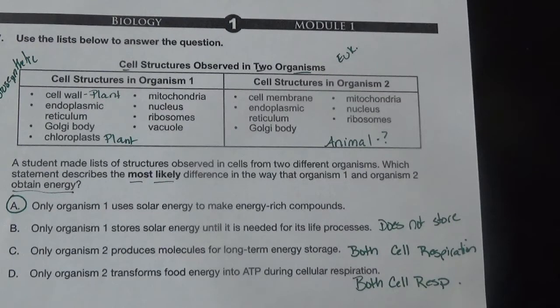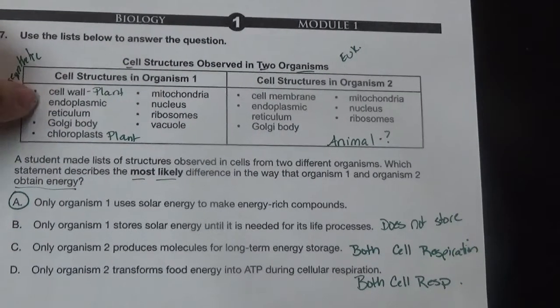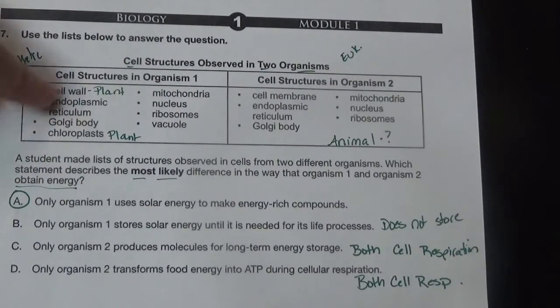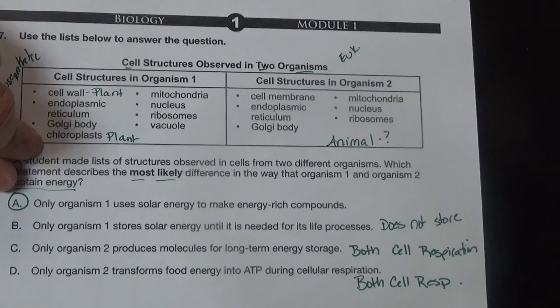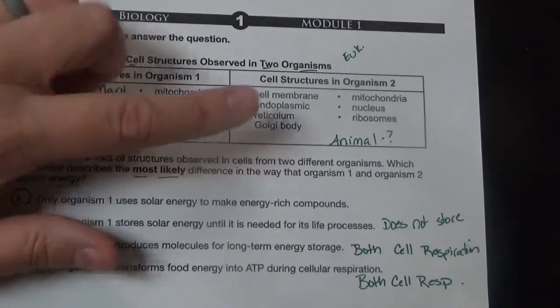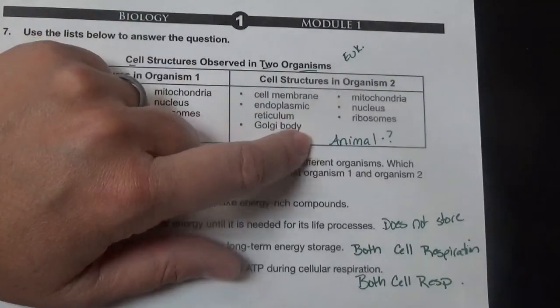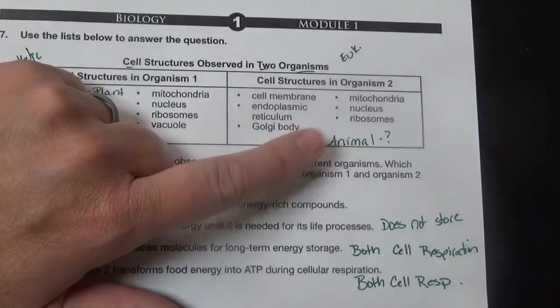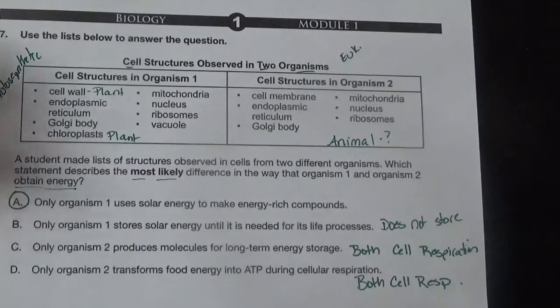So I'm just going to look over cell structures observed in 2 organisms. So in organism 1, I see cell wall, and I know that cell walls are only found in plants. So I jot down plant. I'm looking through the list, and I see chloroplasts. I know that they're only found in plants, so I write that down too. I look over here and I see all these organelles, and I'm like, you know what? I wonder if that's an animal. So now I read the question.